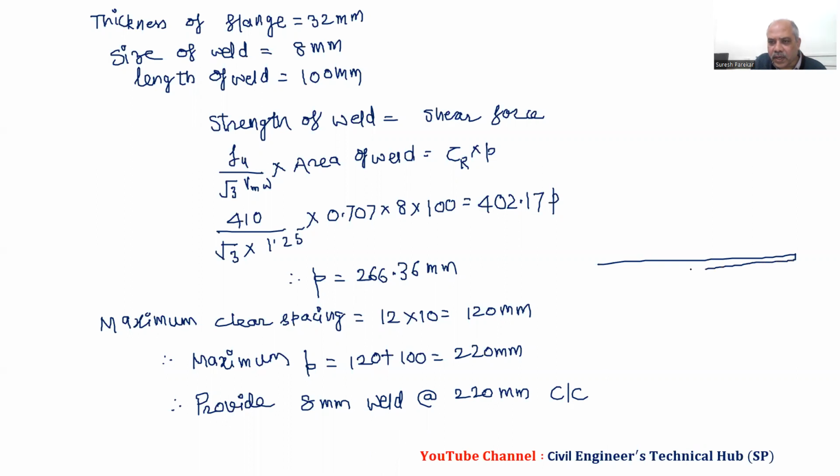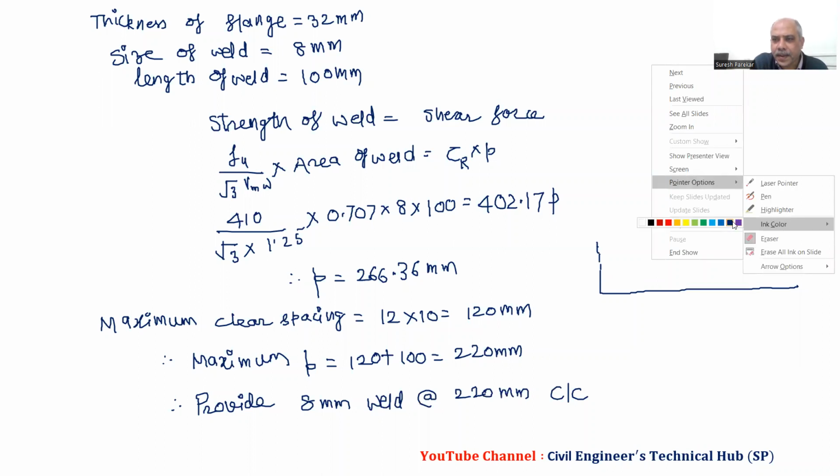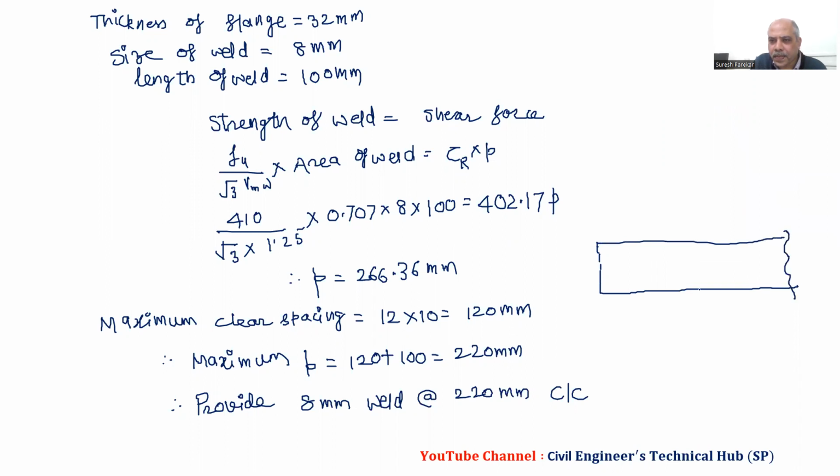So now, if you want to draw the diagram, it is like this. This is our web, and then we have this as flange. Actually the web we have is dotted. So we have this as dotted, and we have the web inside. And then this will be 100, and this will be 100. And this is 120. And so we have pitch, that is equal to 220. So this will be about your connection between flange and web.